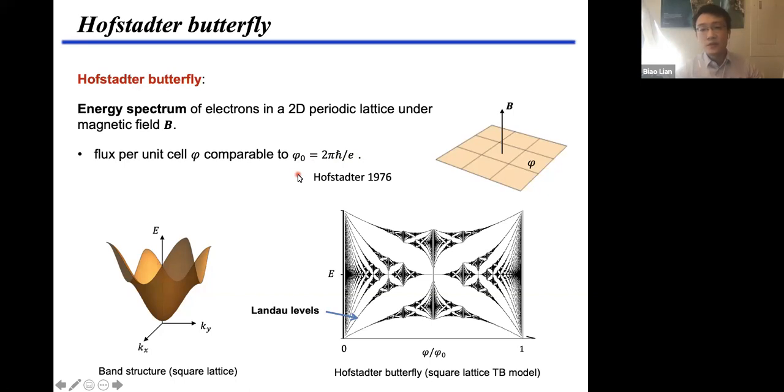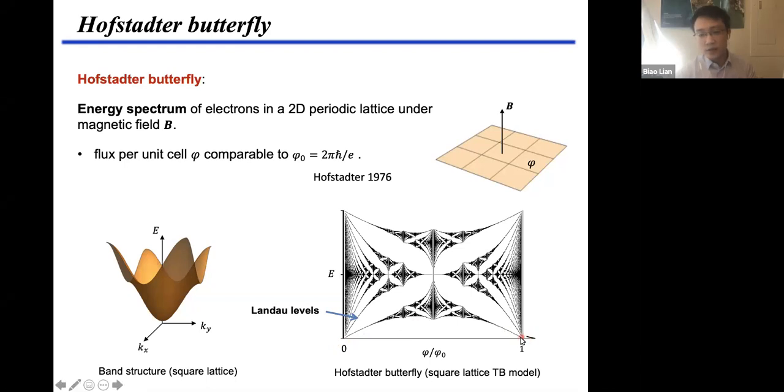So for normal lattices, this actually requires a magnetic field of the order of the magnetic field of a neutron star. So it's not that easy to realize. But theoretically, it's a very interesting topic, as first shown by Hofstadter in 1976. He studied the spectrum of the square lattice tight binding model in magnetic field B. And he found this interesting fractal behavior of the spectrum.